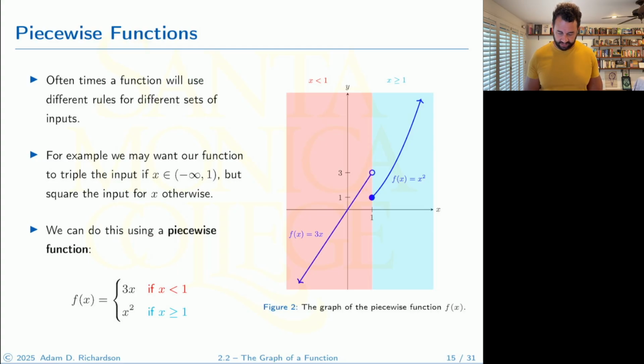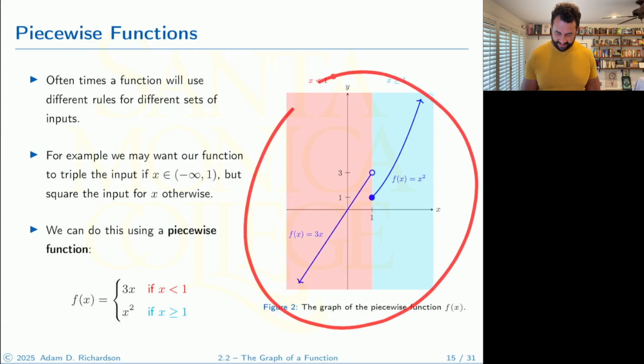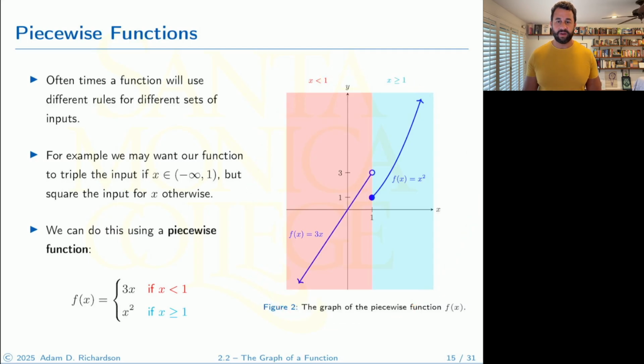So let me go through the pieces here. This is the structure of a piecewise function. You have the formula for the function here, and this is the condition placed on the inputs. Here's the other formula for the function, and this is the condition placed on the inputs. So what I'm saying here is, whatever x value you put in, do this if x is less than 1, or do this if x is greater than or equal to 1. And this is what the graph looks like.